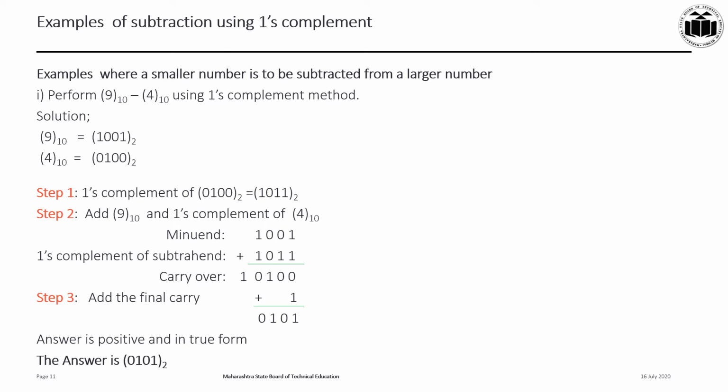And what you get is 0101. Since the end-around carry was 1, the answer is positive and in the true form. So the final answer will be 0101, which is a positive answer.